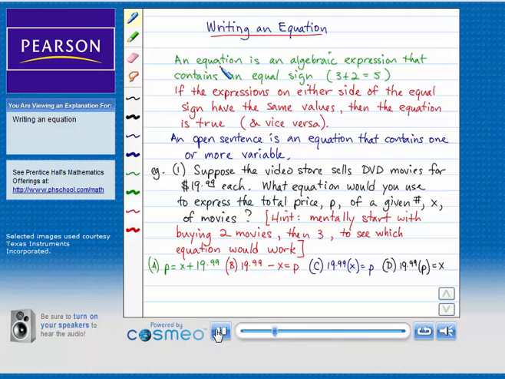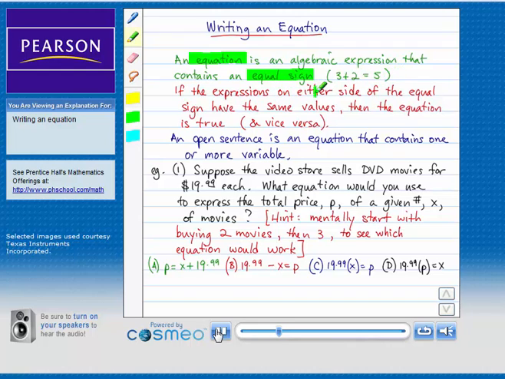Now remember, an equation is an algebraic expression that contains an equal sign. So equation, equal sign. For example, 3 plus 2 equals 5. There's a very simple algebraic expression that contains an equal sign. Okay, and that's therefore an equation.